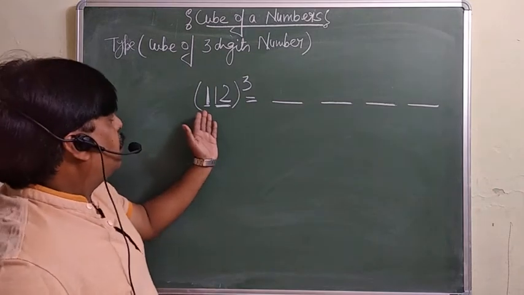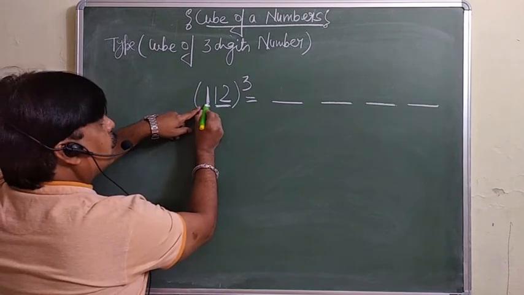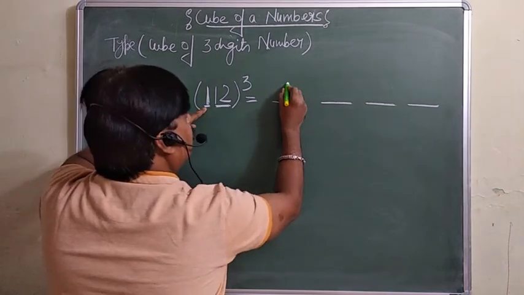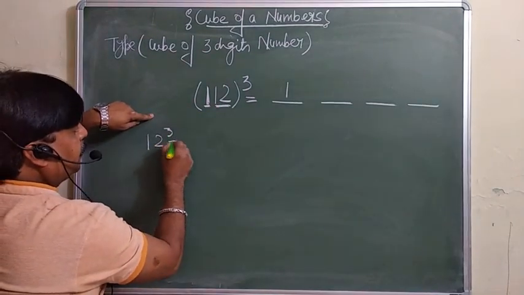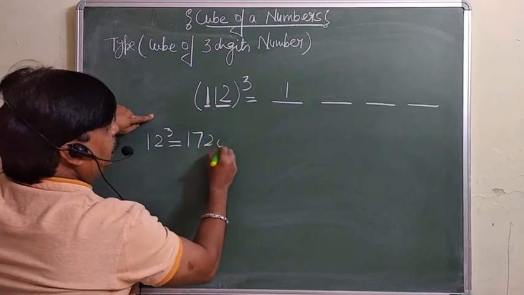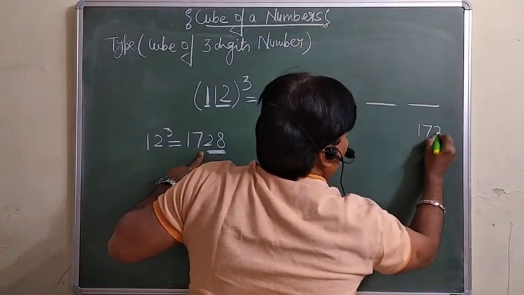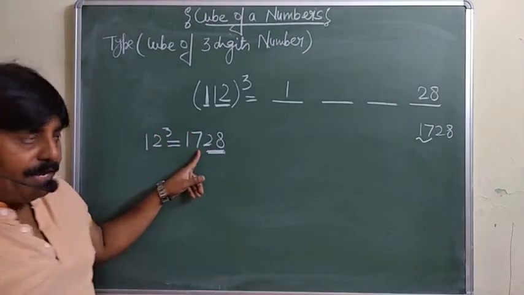One more number we are taking, like 112 whole cube you want to do. So just do the cube of the first digit: 1 cubed, 01, that is 1 you can write down. 12 cubed will be equal to 1728. So only 2 digits we will write here. 1728, we will write 2 digits. And this 17 will be carried.